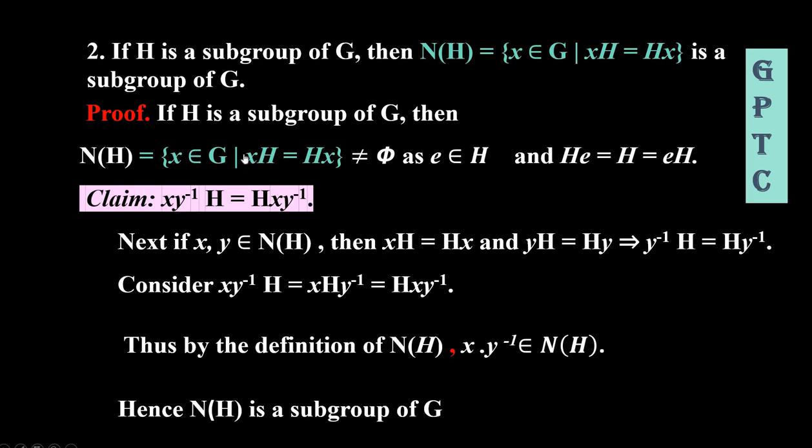So here again, we have proceeded to have the proof by having this in our mind, the GPTC rule. What is given? Only this is given. What is to be proved? It is a subgroup. So these are the techniques: non-empty, and then xy inverse belongs to N of H whenever x, y belong to N of H, and then the conclusion.